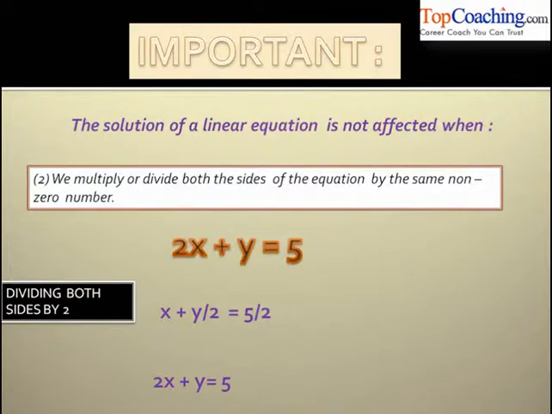So in a nutshell, we can say that if we add, subtract, divide or multiply both sides of an equation by the same number, then the equation remains the same, or we can say that the solution of the linear equation remains the same.